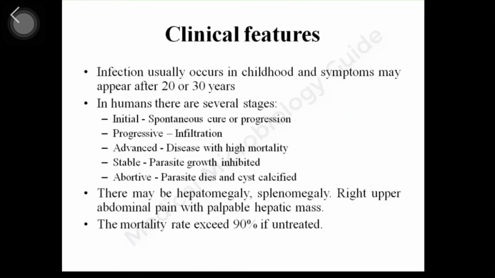So the clinical features. Infection usually occurs in childhood and symptoms may appear after 20 or 30 years. The human disease can be divided into several stages. In the initial stage, the disease may get spontaneously cured or progress. In the progressive stage, the disease will infect neighboring tissue. In the advanced stage, the disease has high mortality, unstable parasite growth is inhibited, the abortive parasite dies, and the cyst calcifies. There may be hepatomegaly, splenomegaly, right upper abdominal pain with a palpable hepatic mass. The mortality rate exceeds 90% if untreated.